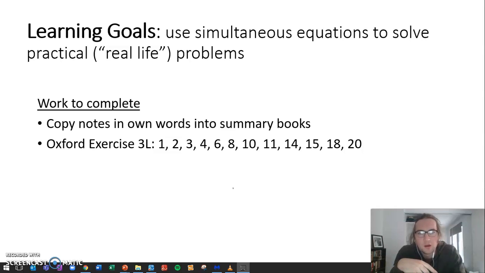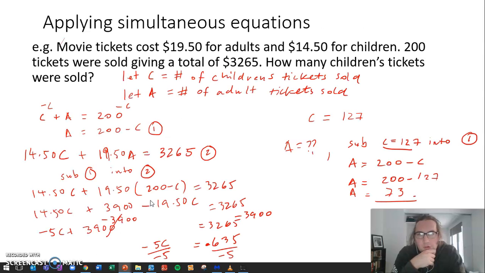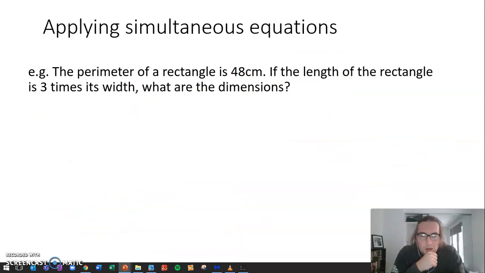So in the previous video, I went through this question on worded simultaneous equation problems, and I used the substitution method there by hand. I'm going to finish off with this final question here. The same rules apply. The perimeter of a rectangle is 48 centimeters. If the length of the rectangle is 3 times its width, what are the dimensions? So what is L, what is W?